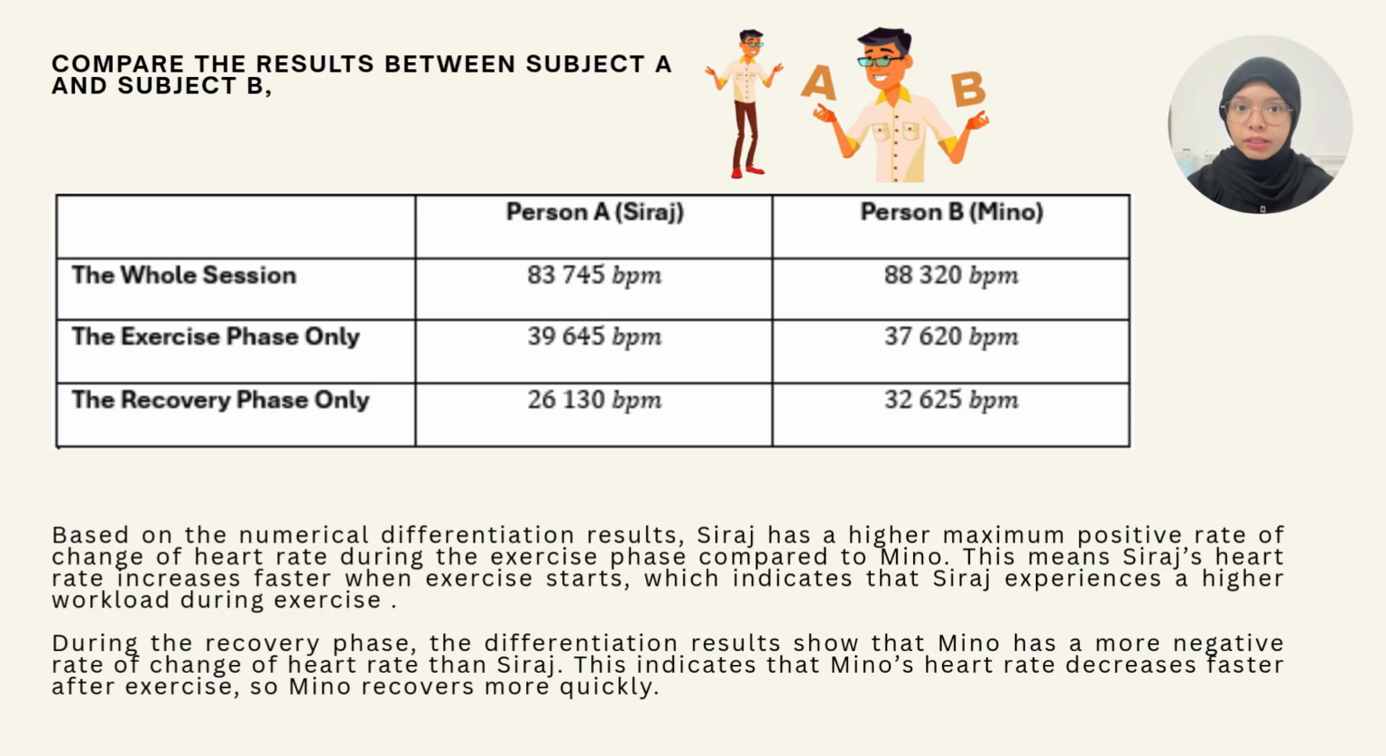Based on the numerical differentiation results, Siraj has a higher maximum positive rate of change of heart rate during the exercise phase compared to Mino. This means Siraj's heart rate increased faster when exercise started, which indicates a higher workload during exercise. But during the recovery phase, the differentiation result showed that Mino has a more negative rate of change of heart rate than Siraj. This indicates that Mino's heart rate decreased faster after exercise, so Mino recovers more quickly.